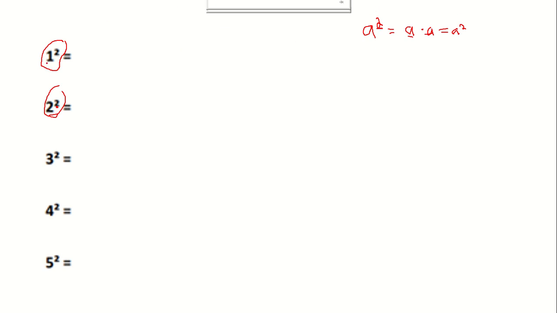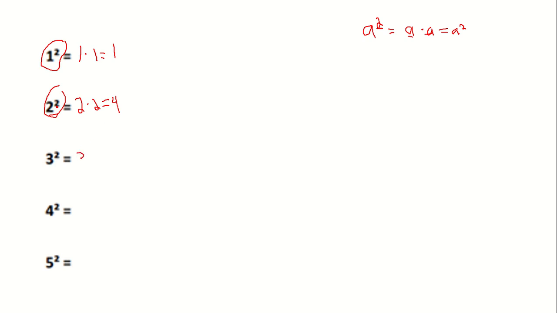So in this instance, we have the number 1. This means that we're going to take 1, multiply it by 1, and that is going to be 1 squared. And 1 times 1 in this case is just 1. 2 squared is just going to be 2 times 2, which is going to give us 4.